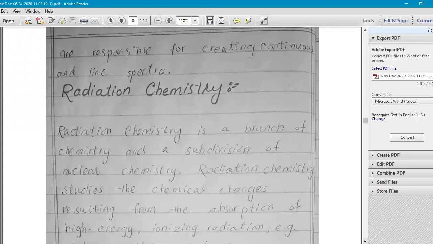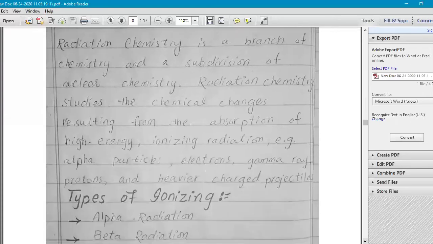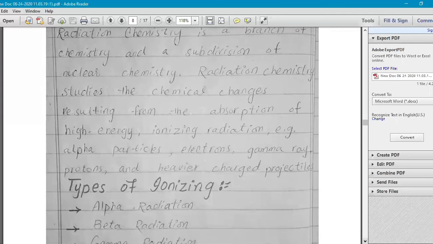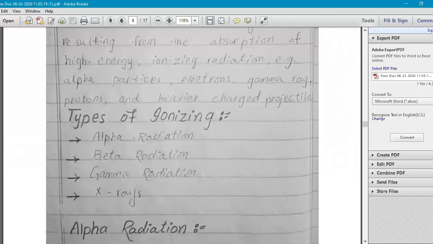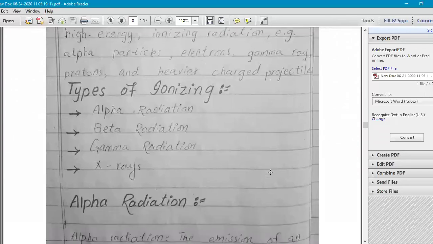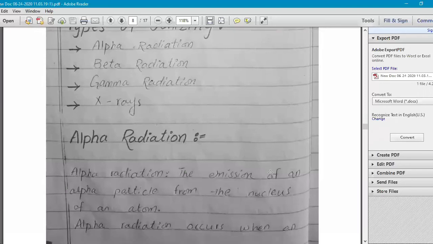Radiation chemistry is basically a branch of chemistry and a subdivision of nuclear chemistry. Radiation chemistry studies the chemical changes resulting from the absorption of higher energy ionizing radiation, for example, alpha particles, electrons, gamma rays, protons, and heavier charged particles. Here we have the types of ionizing radiation: alpha, beta, and gamma radiation, and X-rays.